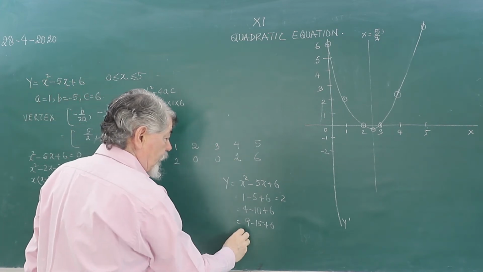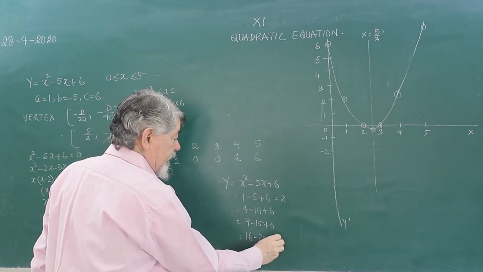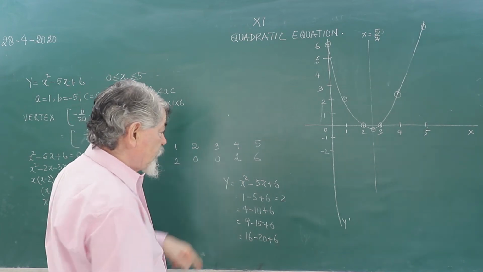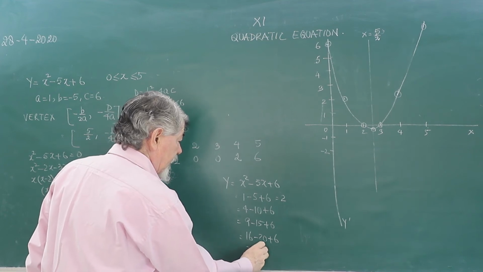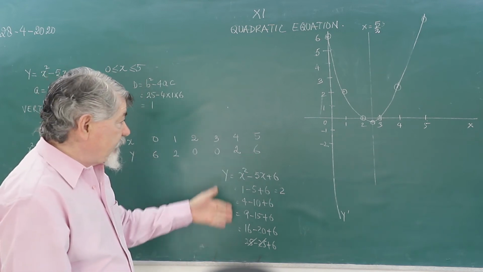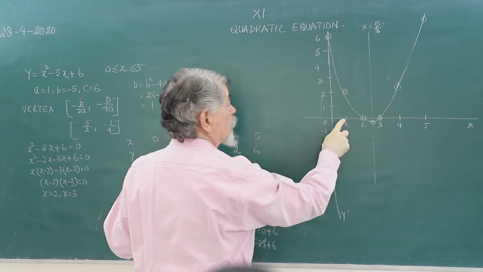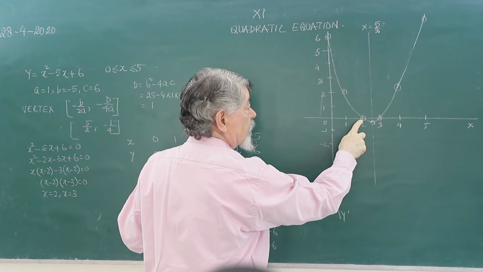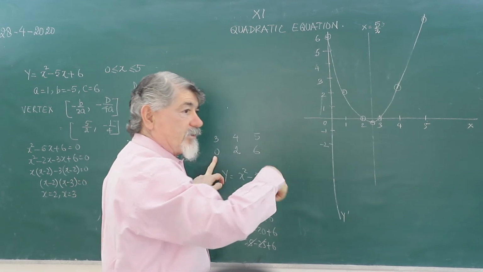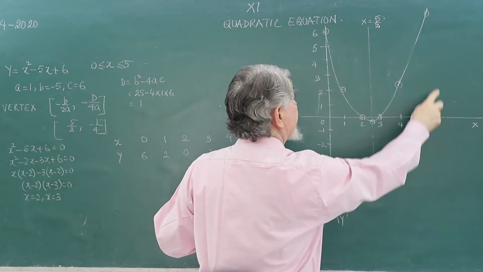If I put x is equal to 4, 4 4s are 16, 4 5s are 20, plus 6. So 16 plus 6 is 22, 22 minus 20 is 2. If I put x is equal to 5, 25 minus 25 plus 6, this will cancel, you will get 6. Now I will plot all these points. (0, 6) will come here, then (1, 2) will come here, (2, 0) of course will be on the x-axis, (3, 0) will also be on the x-axis, because the roots mean these points will be on the x-axis. (4, 2) will come here and (5, 6) will come here.